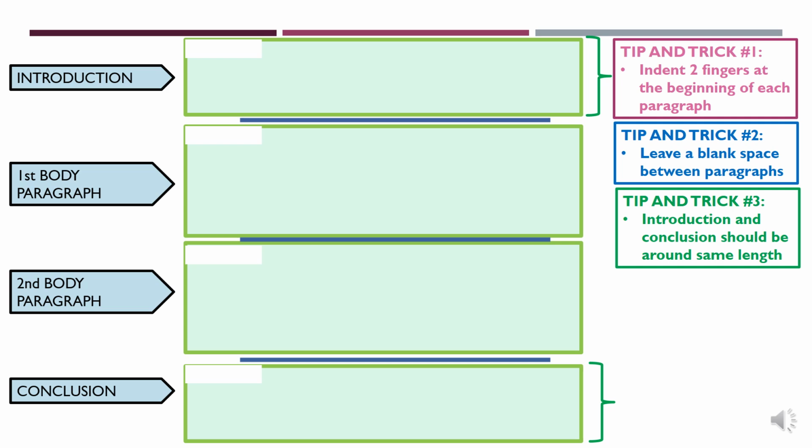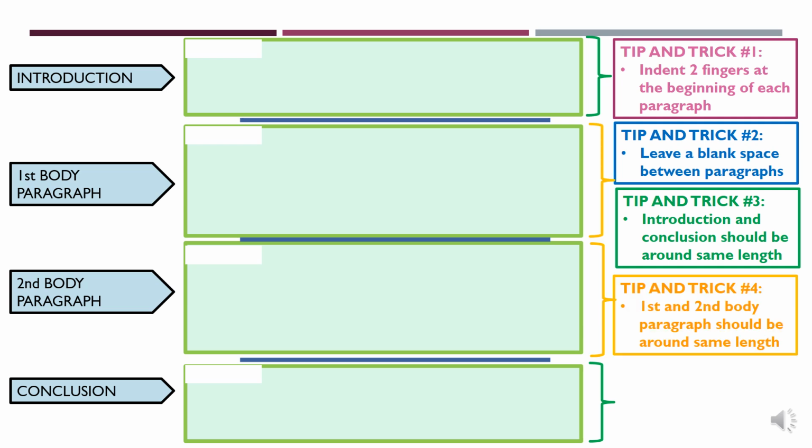Okay, tip number 3. Your introduction and your conclusion should be around the same length, but keep them shorter than the first body paragraph and second body paragraph. And that means that the first and the second body paragraph should be around the same length, but a little bit longer, because here you are giving everything you have as far as arguments are concerned and support. So they should be longer, but try to keep them balanced. That means that they should be around the same length.